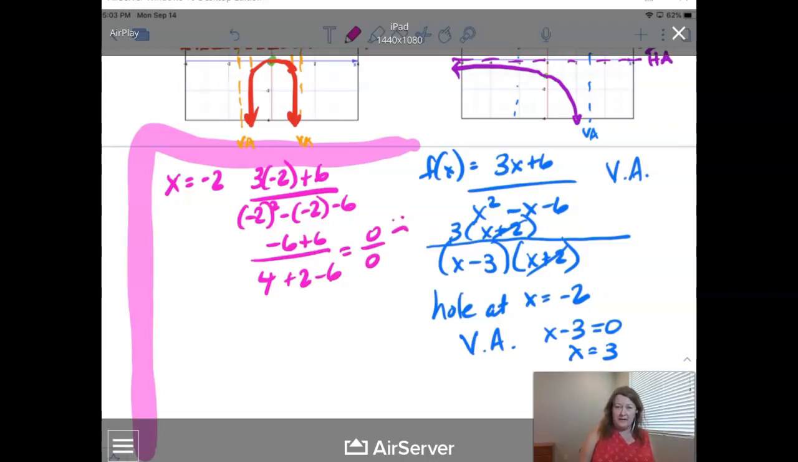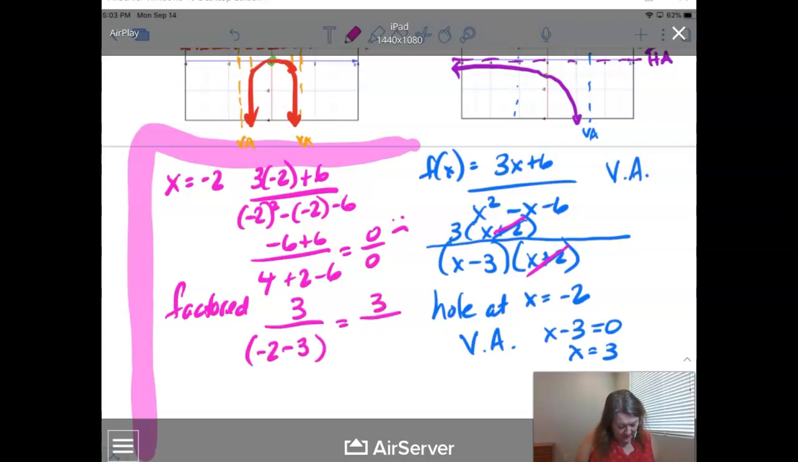This is bad news. We should not be getting zeros over zeros. And we kind of knew that already, right? So if I plug it into the factored form instead, factored form means that I can cross out that x plus 2 on the top and x plus 2 on the bottom. So on the top, we'll no longer have an x to be plugged in at all. It'll just be a 3. And on the bottom, we'll plug in a -2 minus 3. And that will give us 3 over -5. So that is about -0.6.